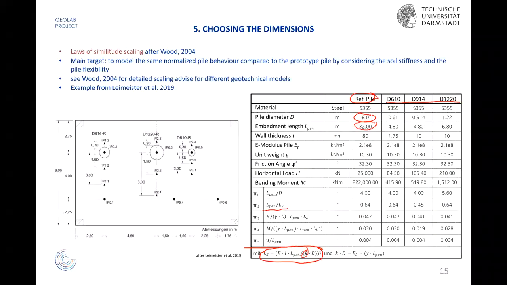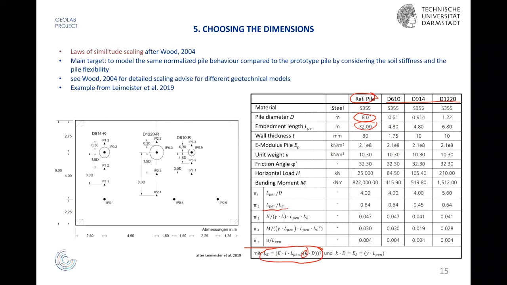And of course, this is a difference. If your pile is very stiff and you have a soft soil, then this elastic length, so then your impact is much longer than if you have, for example, a very flexible pile and a very stiff soil, then you have only a very small elastic length here on the top.